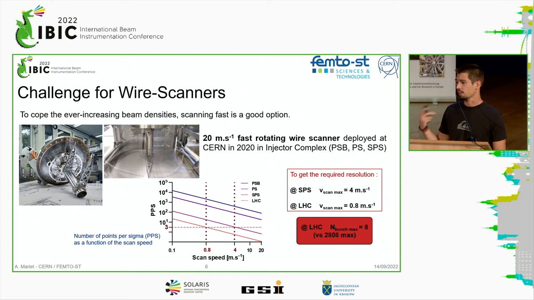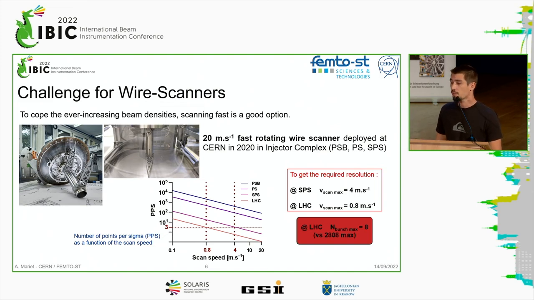already deployed in the accelerator chain, so the booster, PS, and the SPS. And this new instrument allows scans with speed up to 20 meters per second, which is the fastest you can find around the world. But the problem is, if we want to keep a sufficient resolution of 3 points per sigma, we can see that for the SPS and the LHC, with small beam size, we need to reduce the speed to 4 and 0.8 meters per second. And currently, in the LHC, we are not able to scan a full intensity beam, and we are limited to 8 bunches against 2,800 possible.